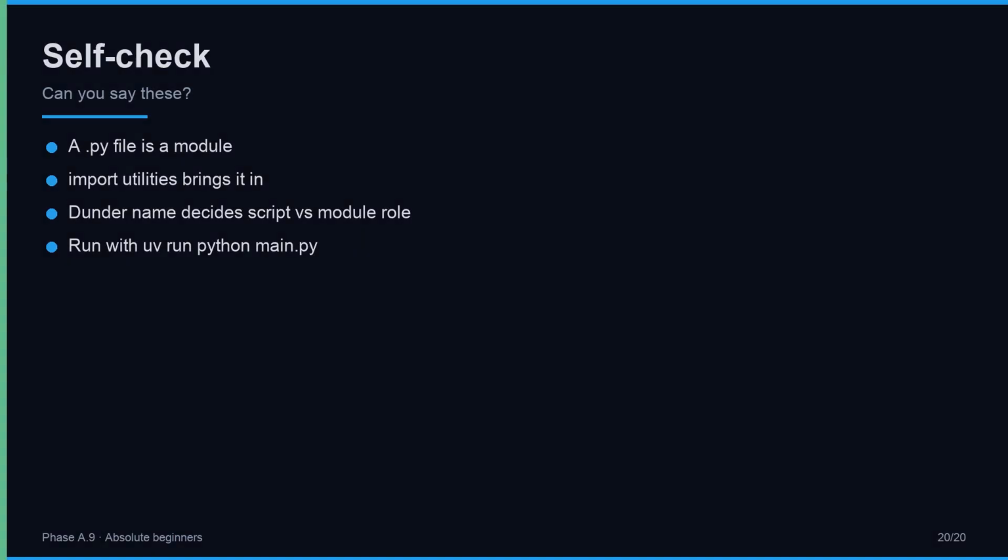Quick self-check. Can you explain what a module is in one sentence? Can you write an import statement for utilities.py? Can you explain what dunder name equals dunder main does and why every reusable module benefits from it? Can you run main with uv run python main.py and see the expected output? If any of these feels shaky, rewatch the matching part before moving on. Say each out loud.